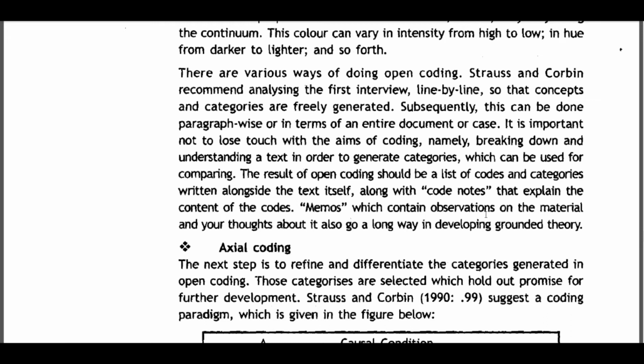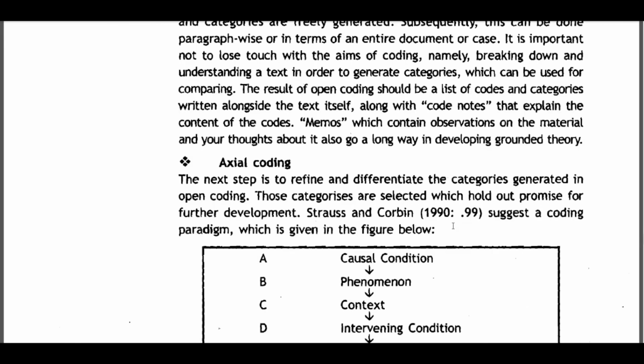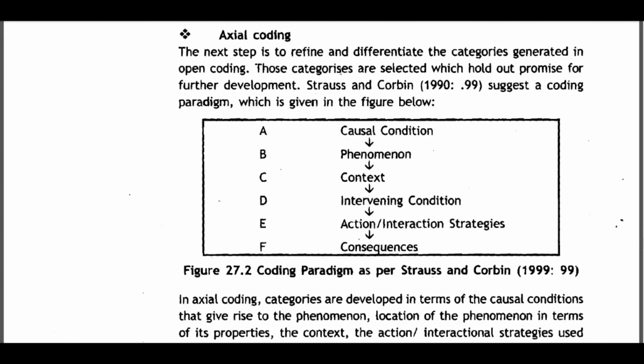Memos which contain observations on the material and your thoughts about it also go a long way in developing grounded theory. Axial coding. The next step is to refine and differentiate the categories generated in open coding. Those categories are selected which hold out promise for further development. Strauss and Corbin suggested a coding paradigm which is given in the figure below.